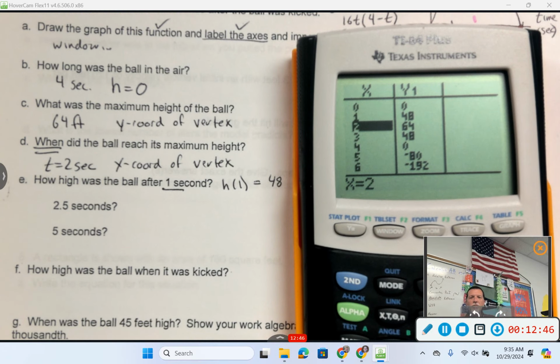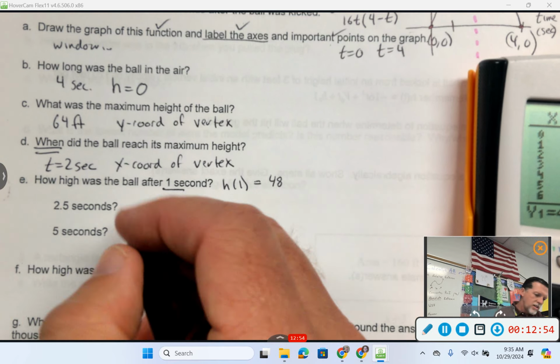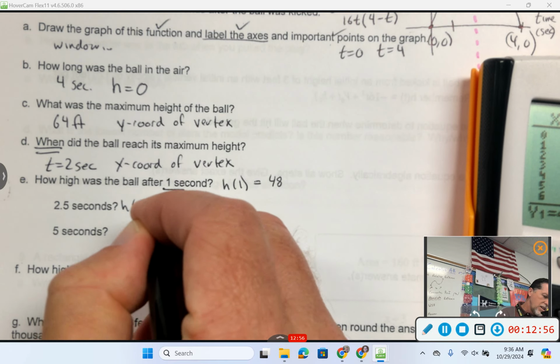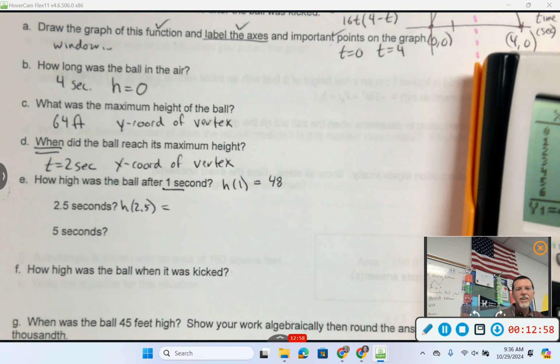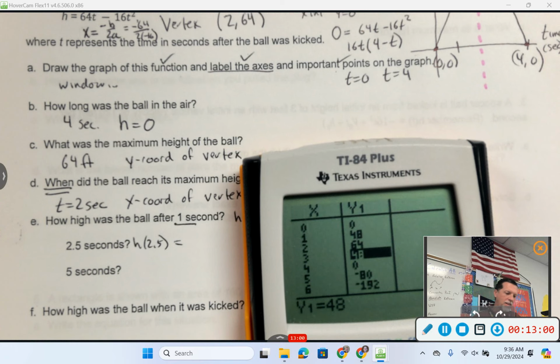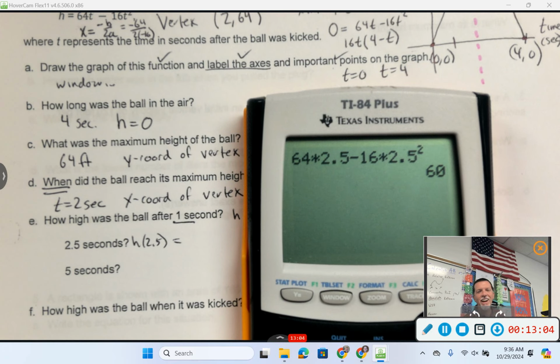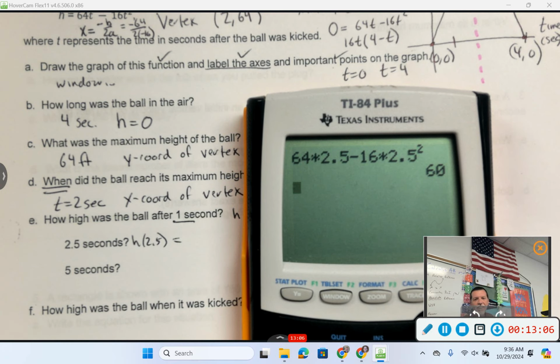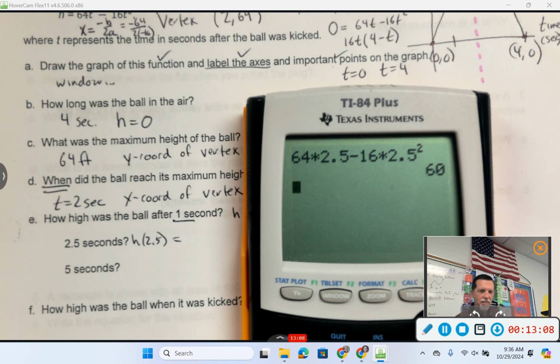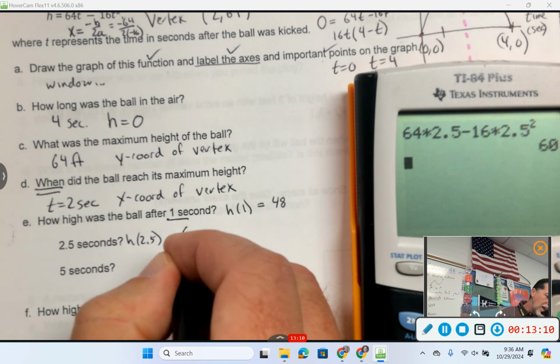H of 2.5. Wait, that's not on my table. So how am I going to find h of 2.5? Well, I've got options. I can just go back to this main screen and plug in 2.5. In fact, that's the last thing I did apparently on this calculator, was plug in 2.5. So apparently it's 60.